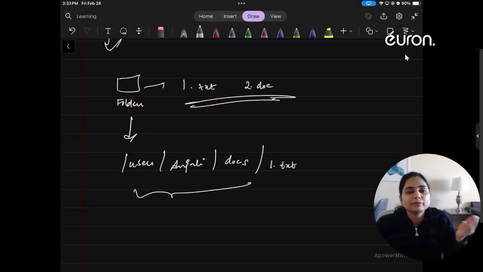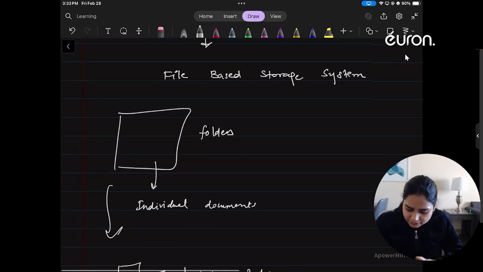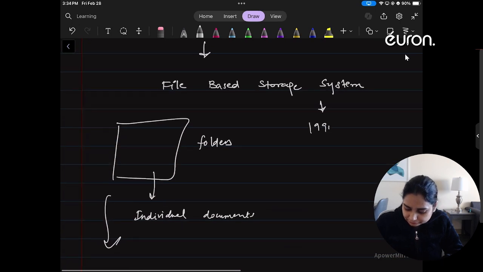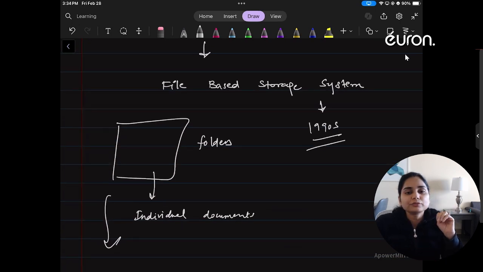When file-based storage systems were introduced, in the 1990s, they were a big deal, because before this, people only knew that if they wanted to store information, they could store it on paper. But when they started storing information as data, they felt it was incredible. They felt there was no more losing paper or forgetting things. Now everything could be saved digitally. It was a huge improvement.